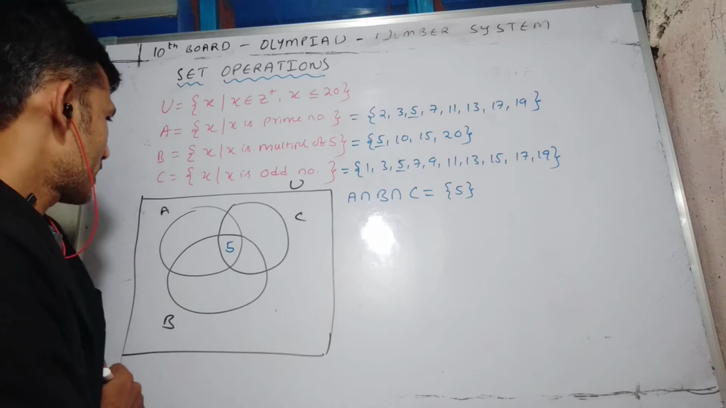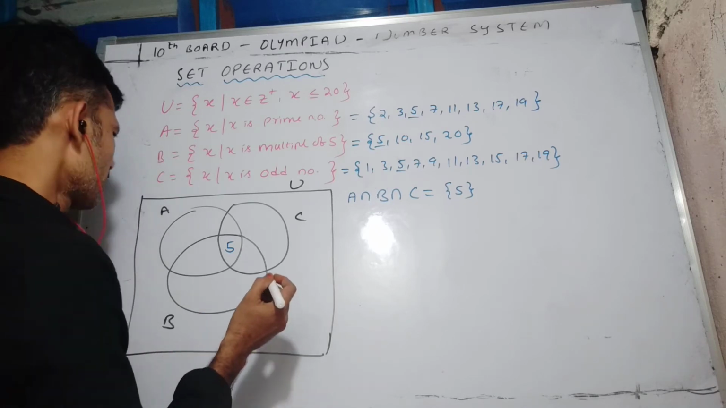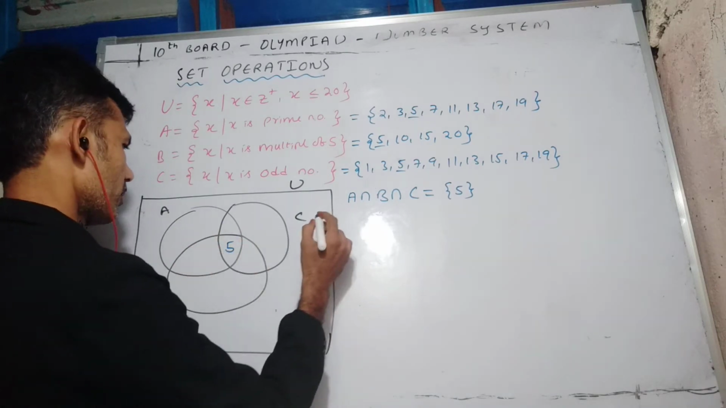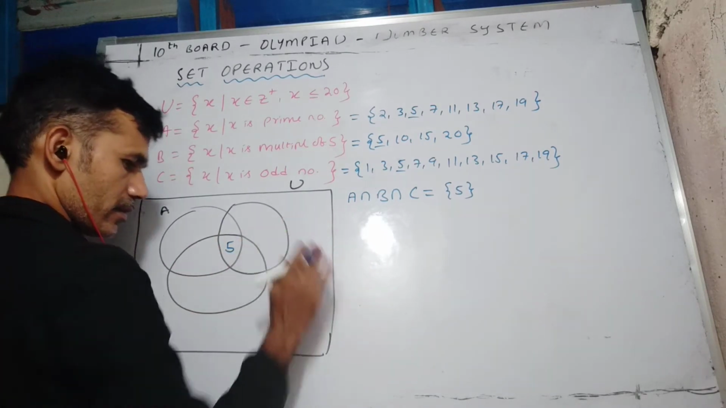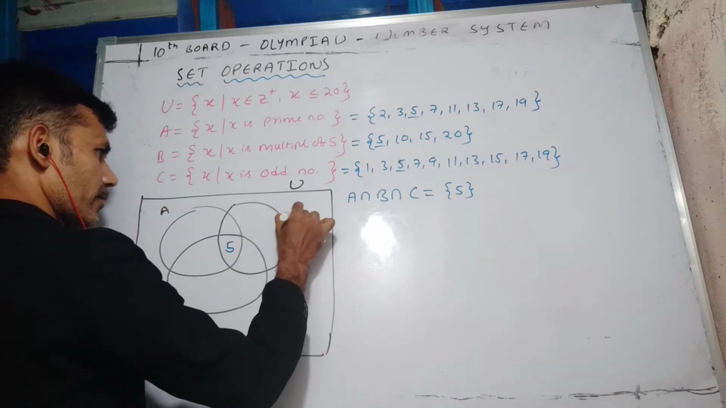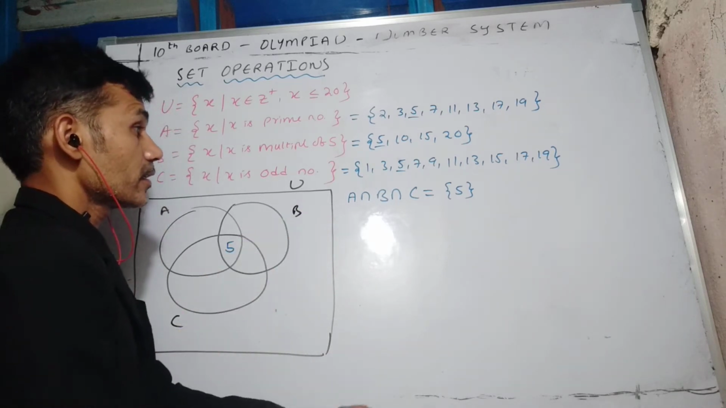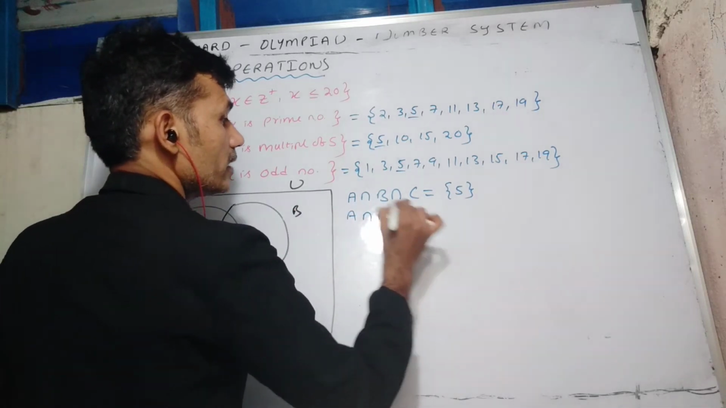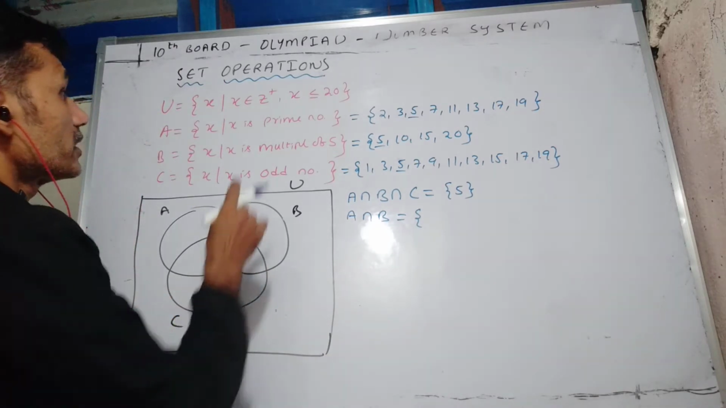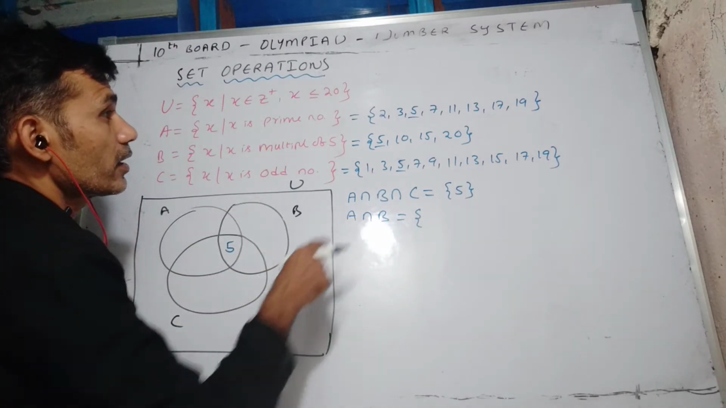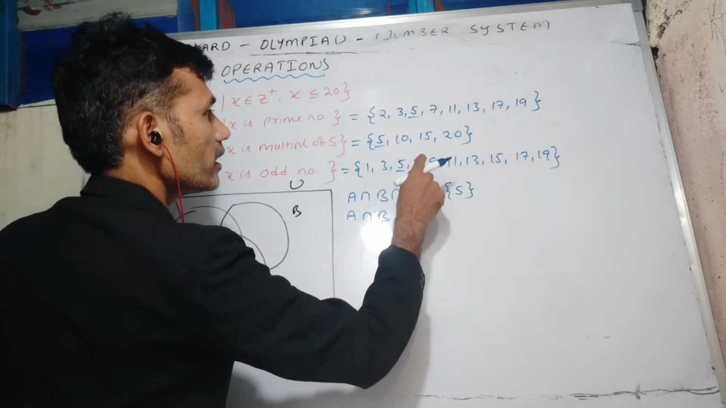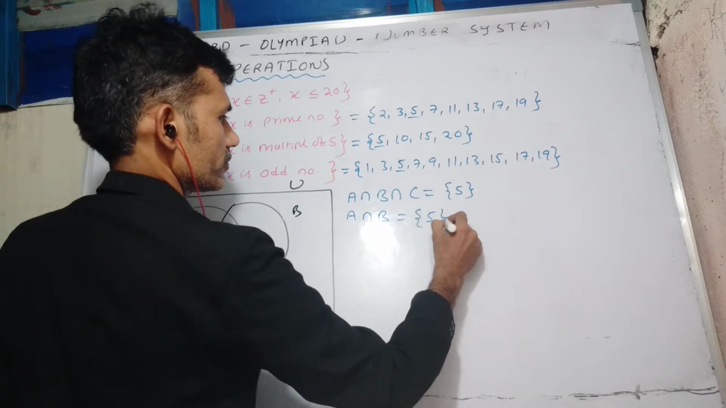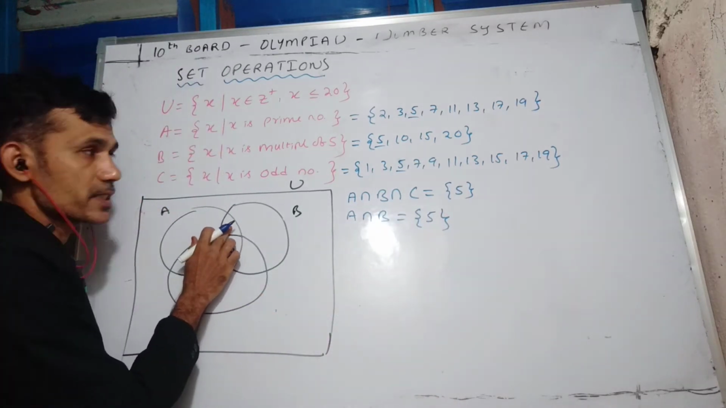Next, what else can we write? A intersection C or A intersection B. A, B, C. Next, A intersection B means which are prime and multiple of 5. 5 is prime and a multiple of 5. Only 5 is common in A and B. So here there will be no elements.